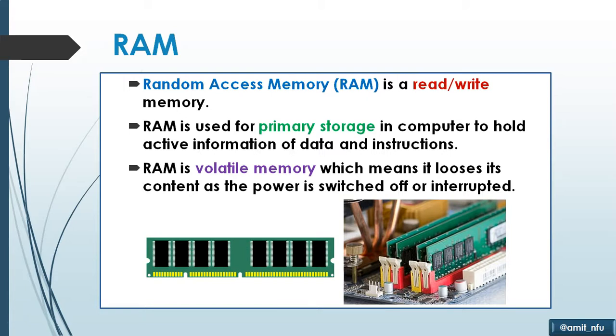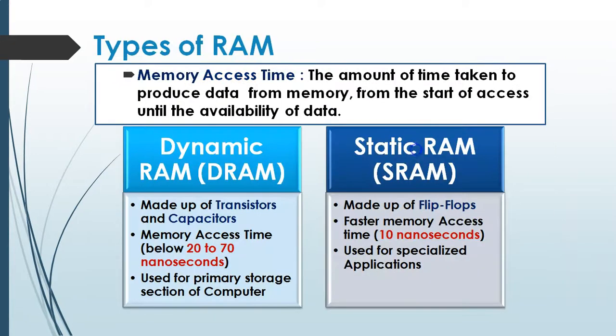RAM is used for primary storage in the computer to hold the active information of the data and instructions, which means it stores the data and instructions associated with the application or the software which is currently being used in the computer system. Whatever application, whatever software is running on the computer, all the associated data and instructions are stored in the RAM. And RAM is volatile memory, which means if the electricity or the power is switched off or interrupted, the content of RAM is lost.